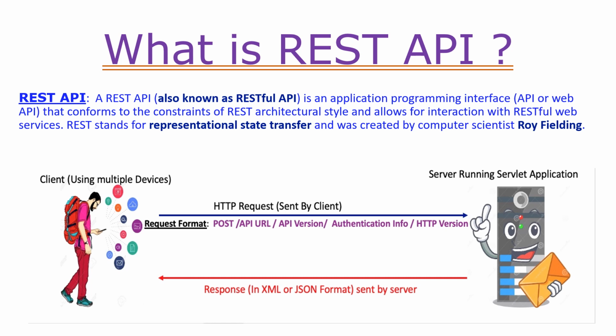Here we can see a general REST statement. When a user uses his mobile or laptop, we can see that an HTTP request is sent by the client. Generally, it has a type of HTTP request, an API URL or API path, an API version, authentication info if required, and an HTTP version. In response, the server generally sends the response nowadays in XML or JSON format, though some of the servers may also send HTML pages if so required.